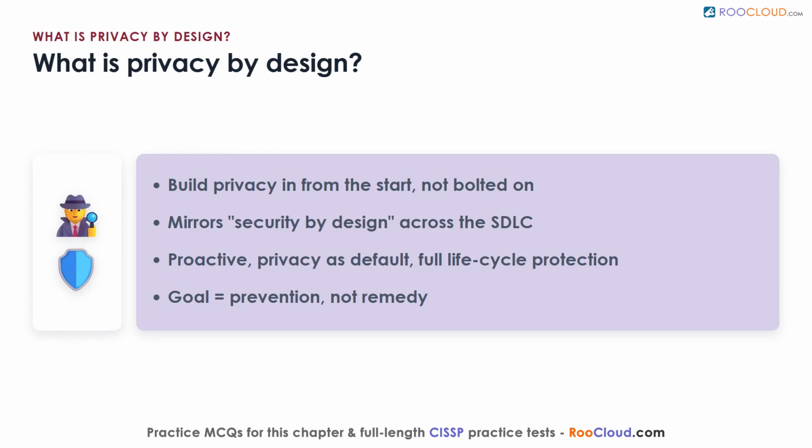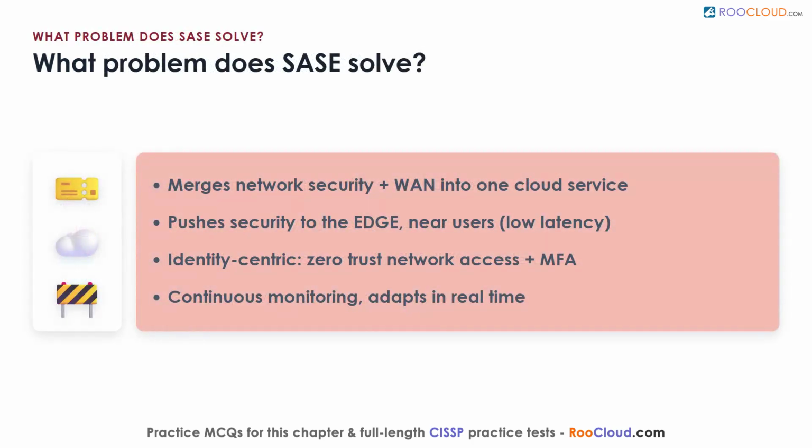The whole point is prevention. Stop the privacy violation before it can happen. Think of designing a house with curtains already fitted on every window, instead of scrambling for cover after the neighbors complain. What problem does Secure Access Service Edge solve?